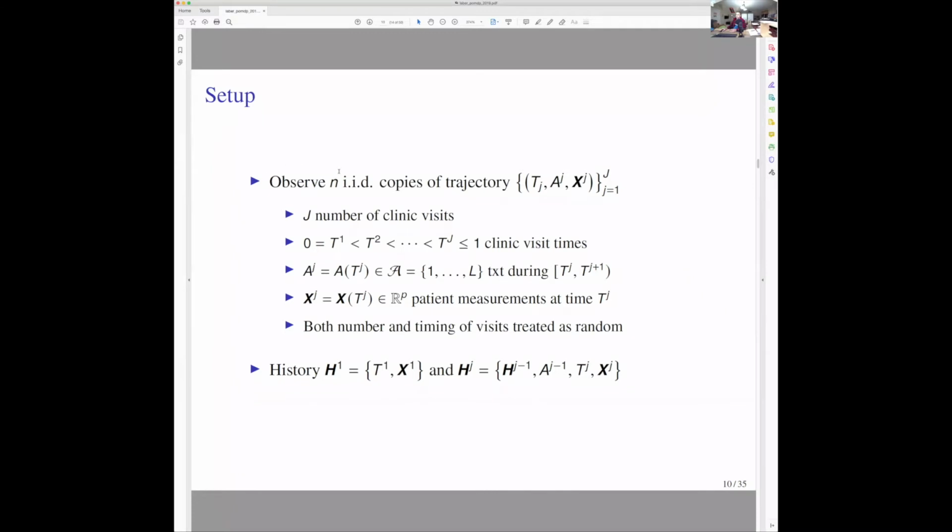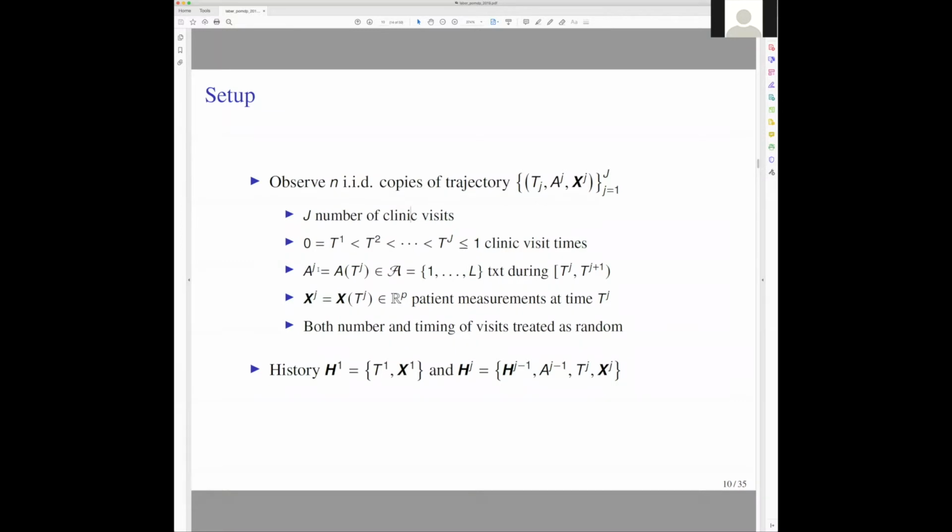So we assume that we observe n IID copies of a trajectory that looks like T, A, X. Here, each patient has J clinic visits. So J is random, right? Each patient has a potentially different number of clinic visits. Those clinic visits occur at times T1, T2, and so on up to TJ. We rescale time so it's between 0 and 1 just for convenience.